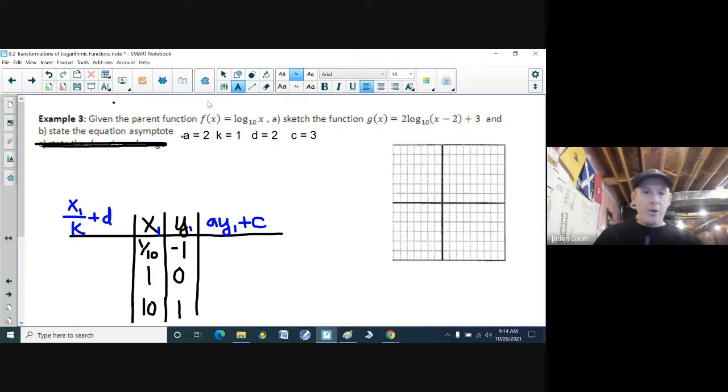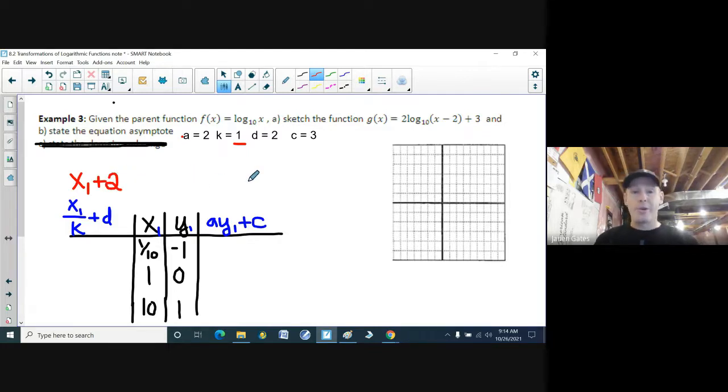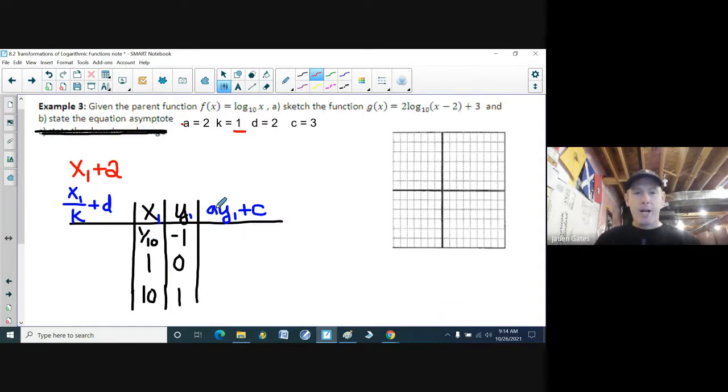Now, what I can do here is actually simplify these equations. So I've got my different x1s I have to plug in. I'm going to plug it into x1 divided by 1. Well, that's just going to be an x1 plus d, which is plus 2. So I'm pre-simplifying these formulas so I don't have to do it over and over again when I substitute in 3 times. Same thing here with y.